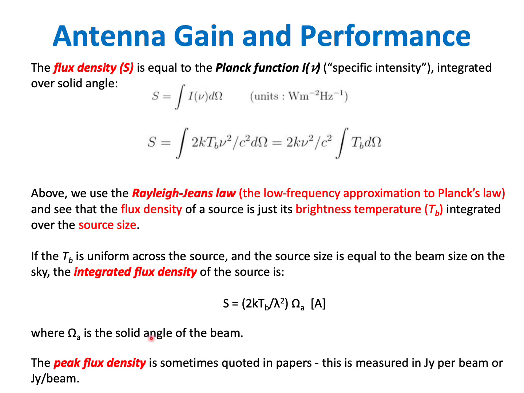So another parameter that's often quoted in papers is the peak flux density. That's normally quoted in Janskys per beam. Again, Janskys are related to watts per meter squared per hertz. The definition is actually 10 to the negative 26th watts per meter squared per hertz. That's 1 Jansky.